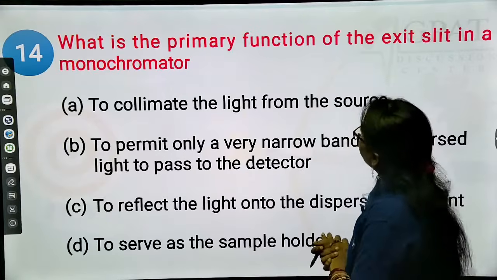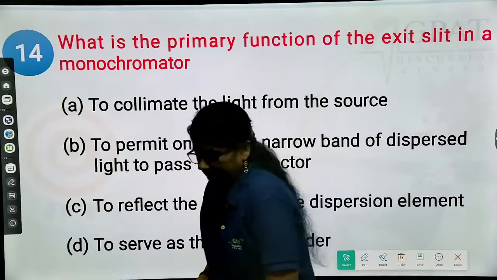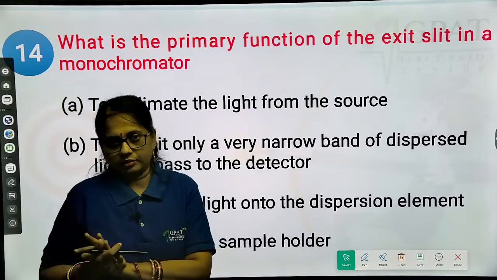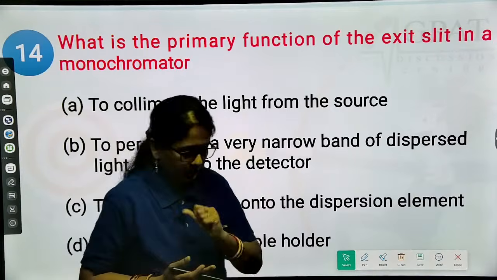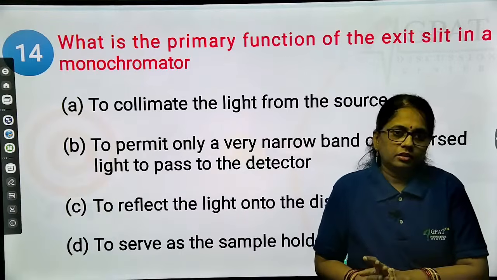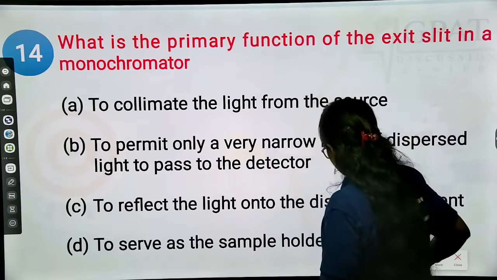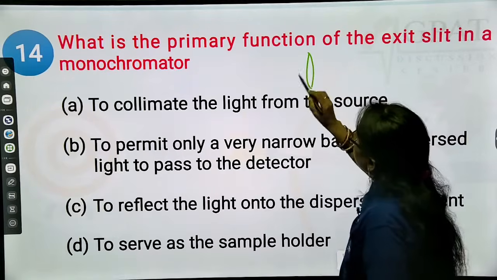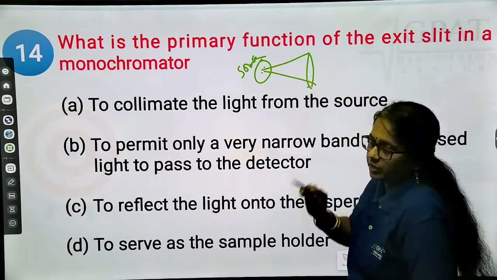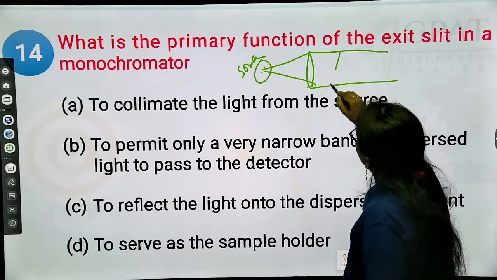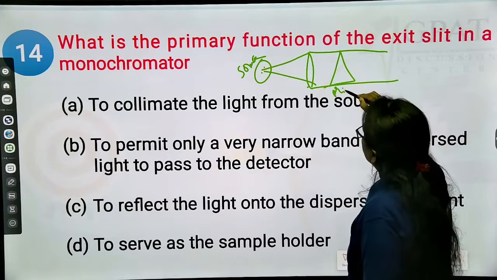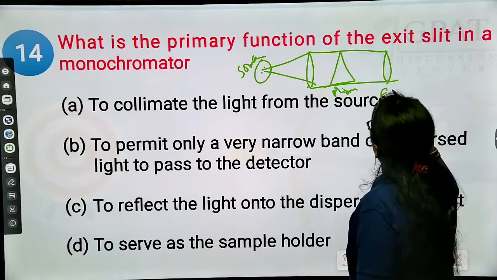Next, what is the primary function of the exit slit in the monochromator? A monochromator contains both an exit slit as well as an entrance slit, right? Whenever the light radiation passes from the source, it first enters the entrance slit. Then after the entrance slit you are going to observe the lenses. This is the source, if you are assuming. Then, if prisms or gratings are used, this is going to be the dispersive element. Then again the exit slit.